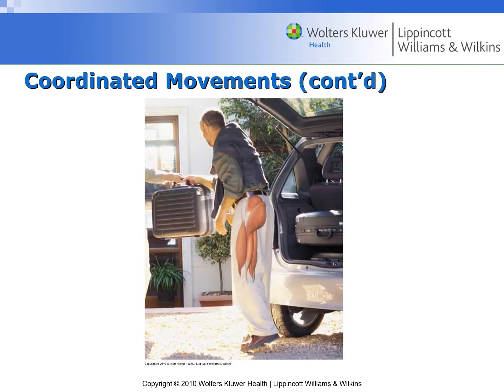Now let's consider the coordinated movement of lifting. The hip and knee must work in concert with the trunk and upper body to lift objects from the ground. Powerful muscles like the gluteus maximus and quadricep muscles drive the motion, while stabilizers like the gluteus medius and the adductor group of muscles maintain a steady body position.